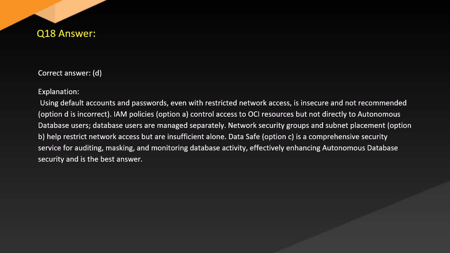Network security groups and subnet placement, option B, help restrict network access, but are insufficient alone. Data Safe, option C, is a comprehensive security service for auditing, masking, and monitoring database activity, effectively enhancing autonomous database security. And best answer.